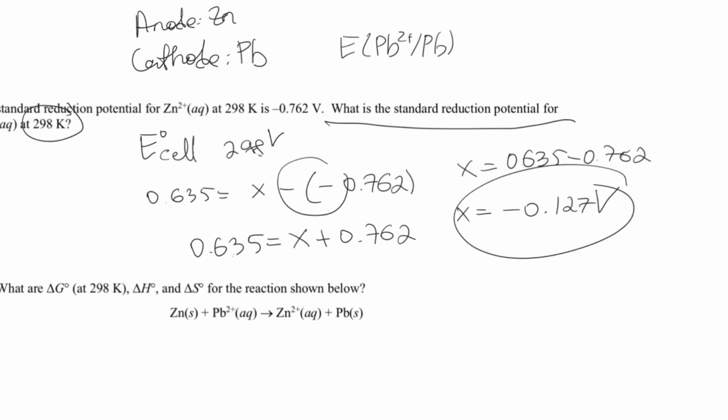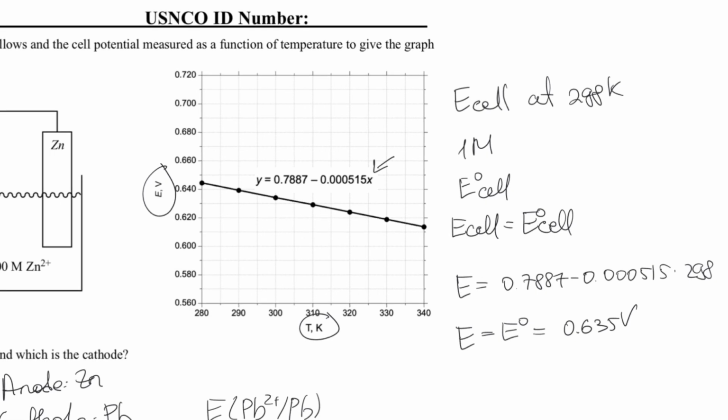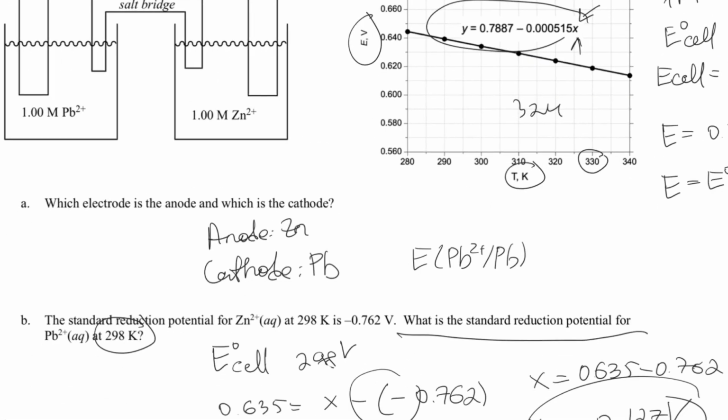So the graph is essential because it helps us to find the cell potential specifically at 298. That means you can also find, for example, the cell potential at 330 or 324. You just need to plug that temperature into this equation instead of x, and you will get the cell potential at the temperature you want. Okay, now we're moving to the next question.